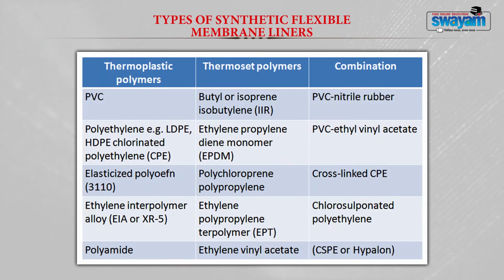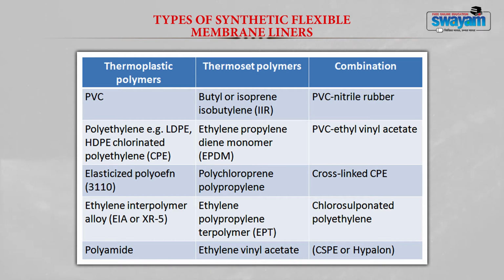Now, in this table you can see the different types of polymers that are used for preparation of your flexible membranes. On one side you can see thermoplastic, the other one thermoset, and they are also used in combination. Thermoplastic: PVC, LDPE, HDPE, I mean low density polyethylene, high density polyethylene, then CPE, I mean chlorinated polyethylene, elasticized polyolefin and ethylene interpolymer alloy and polyamide. All these things are used for the preparation of flexible membrane.